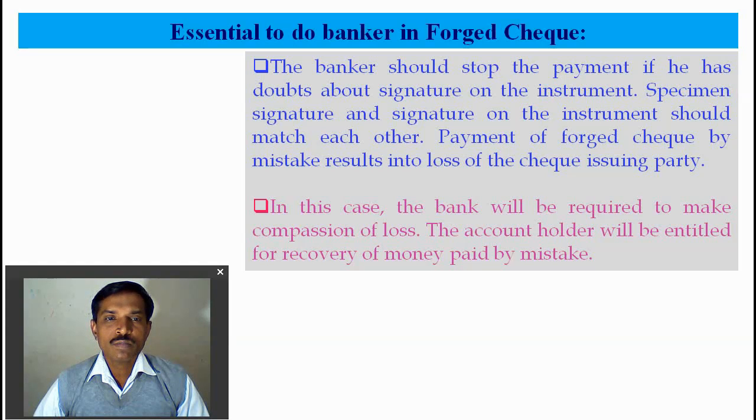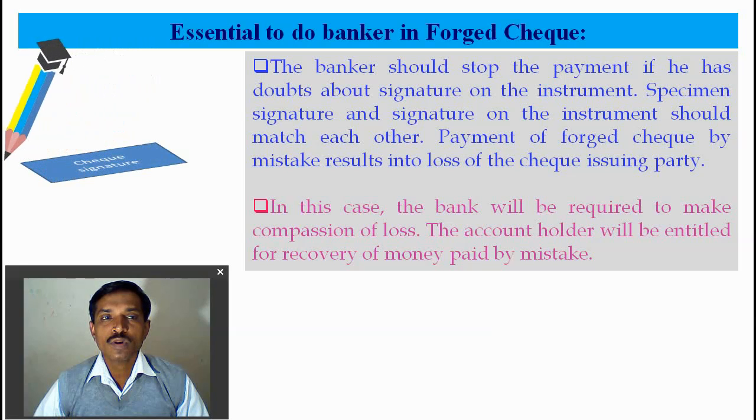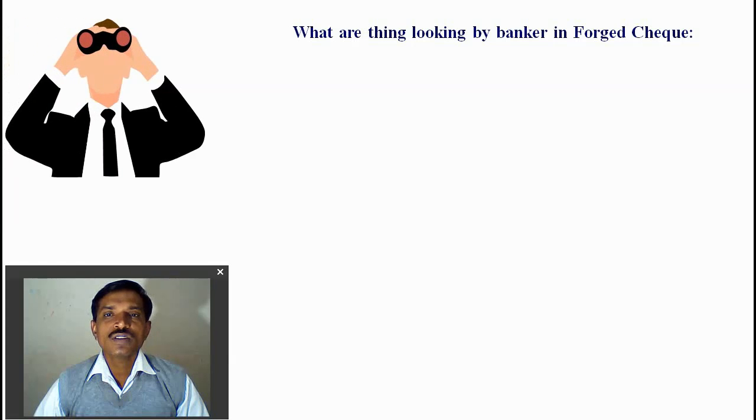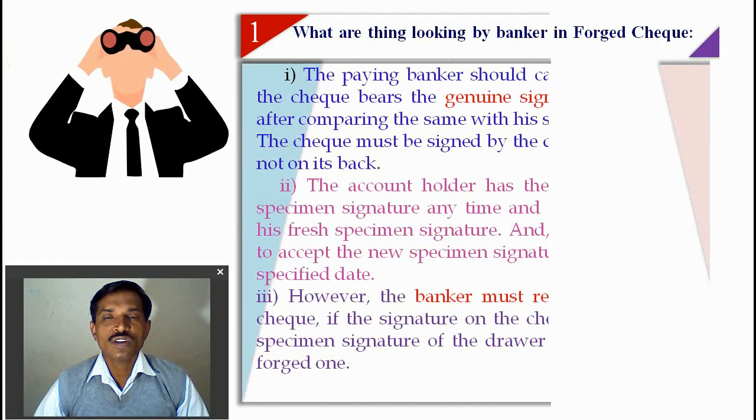The payment of a fraud check by mistake results in loss to the party issuing the check. Payment of a fraud check by mistake means loss of the customer's credit, loss of the customer's money. In that case the customer claims compensation from the paying banker. The bank will be required to compensate the loss. The account holder will be entitled to recovery of money paid by mistake. So the account holder tries to recover his money, and that's why he claims against the drawee bank for recovery on the fraud check.